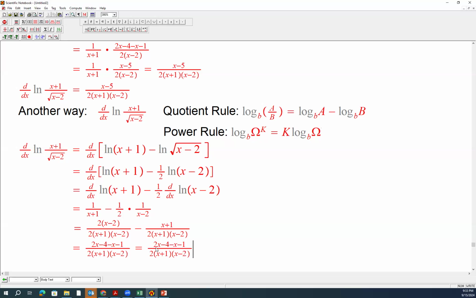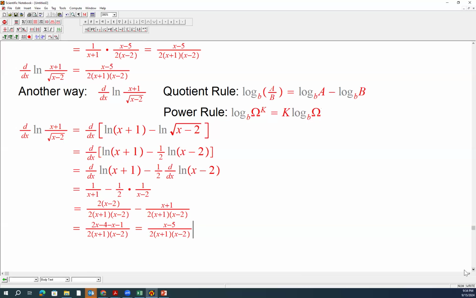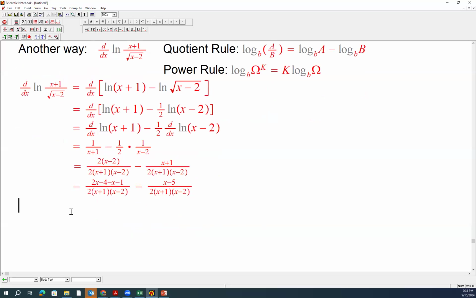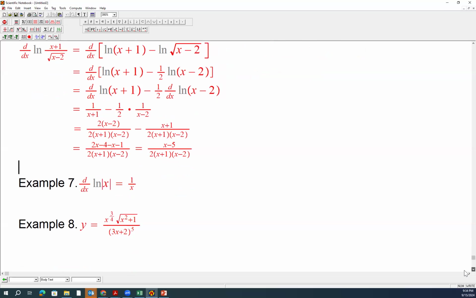Keep the denominator. 2x minus x, that's going to be x, and minus 5. So it looks like it's exactly the same. And of course, by this point, you have a preference. Which one is easier? All right, we have 2 more to go.